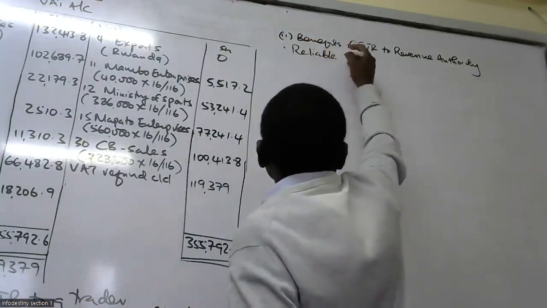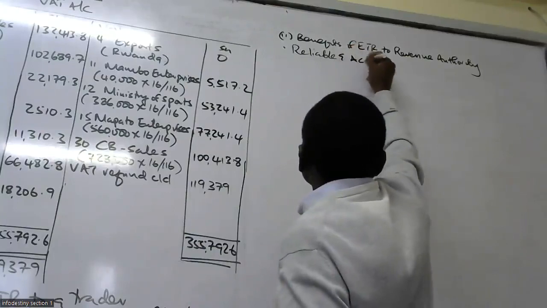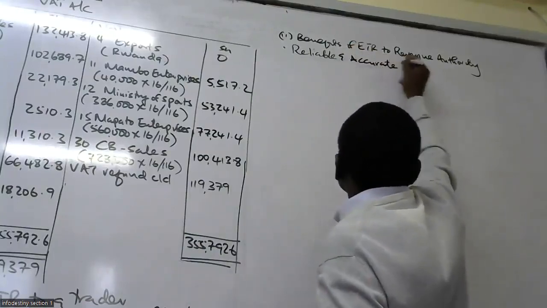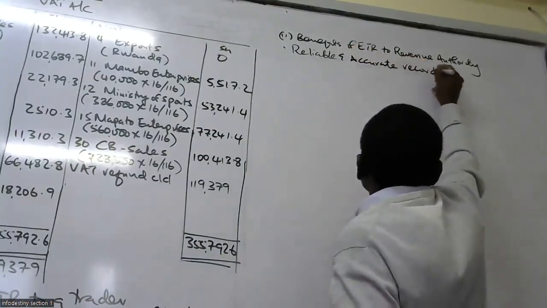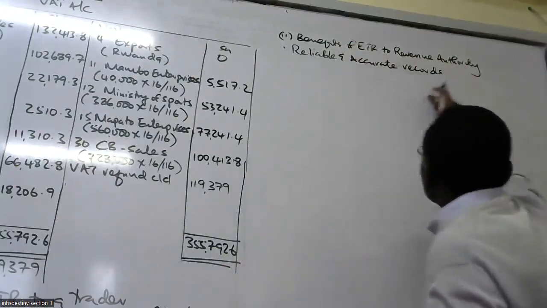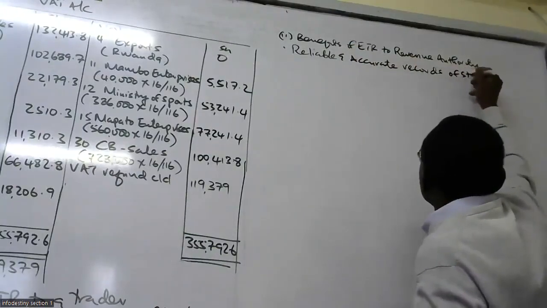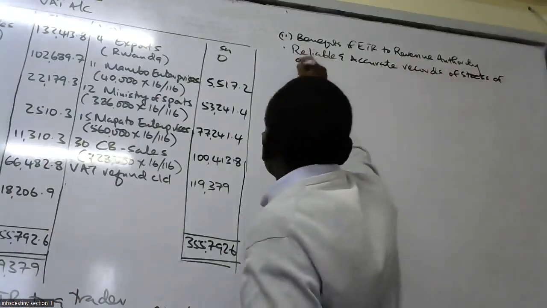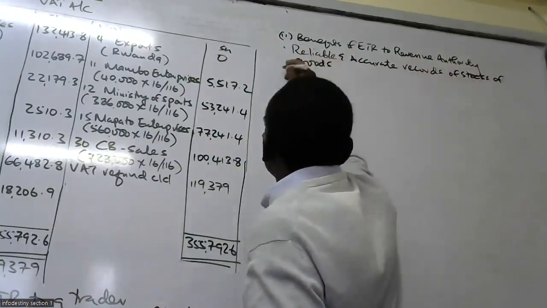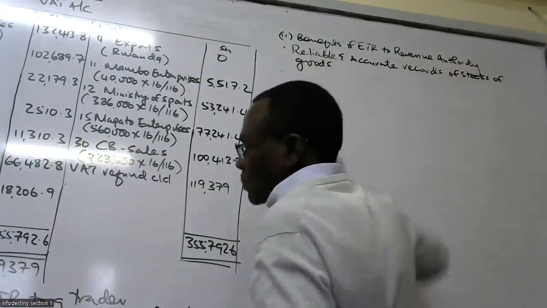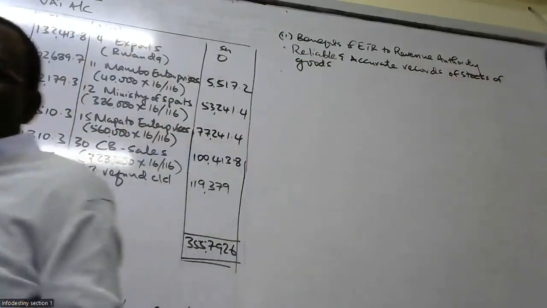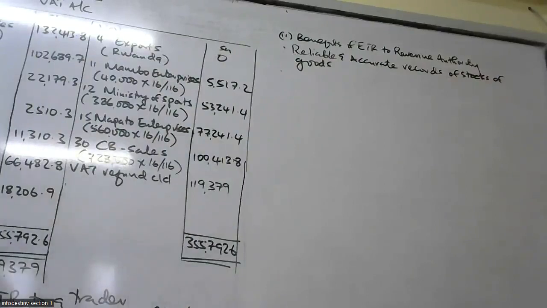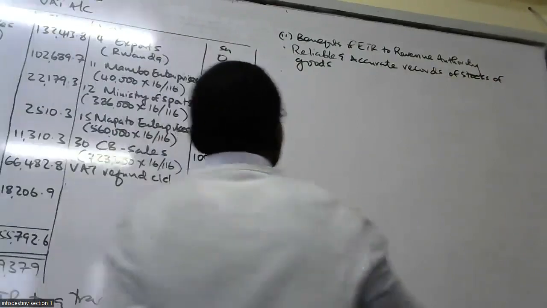They are reliable and accurate records of stocks or goods. Then these reliable and accurate records will reduce tax evasion. So the objective is to reduce tax evasion.